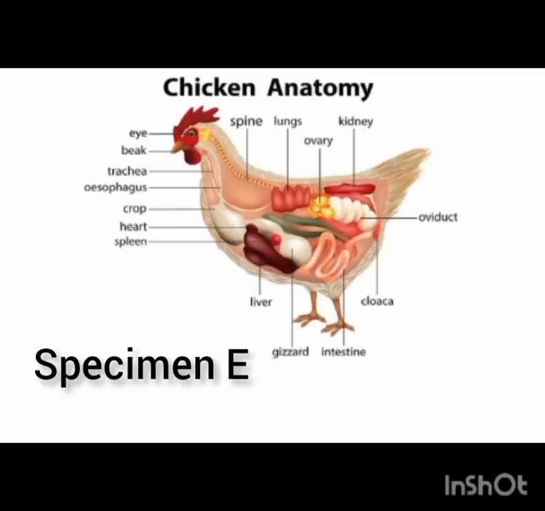So the three parts in specimen E, which is the intestine, are the duodenum, the jejunum, and the ileum. So that is that for the small intestine, and there are enzymes that are present in the small intestine, just like the cellulase, the amylase, the lipase, and the protease. So these are the enzymes present in the small intestine. So that is that about the small intestine. You can see that in the label of that chicken anatomy.